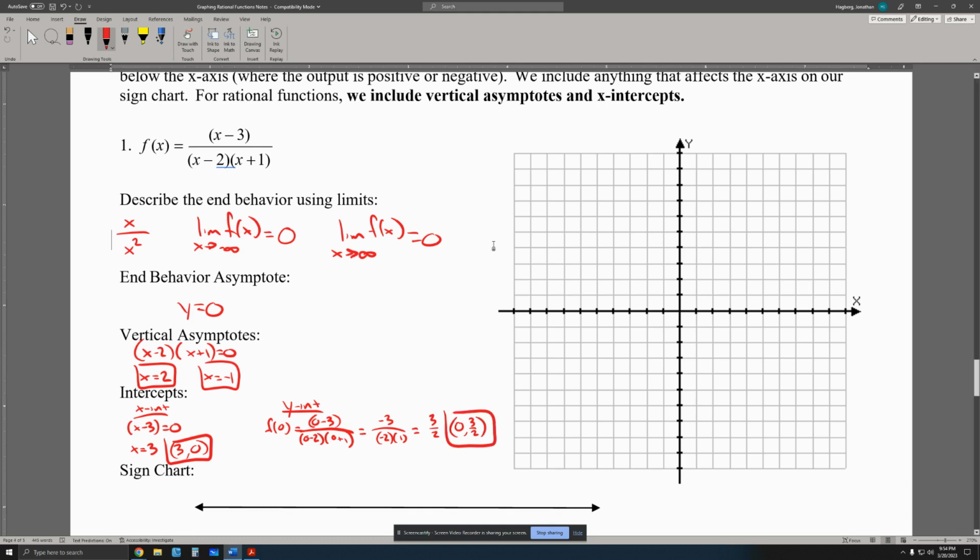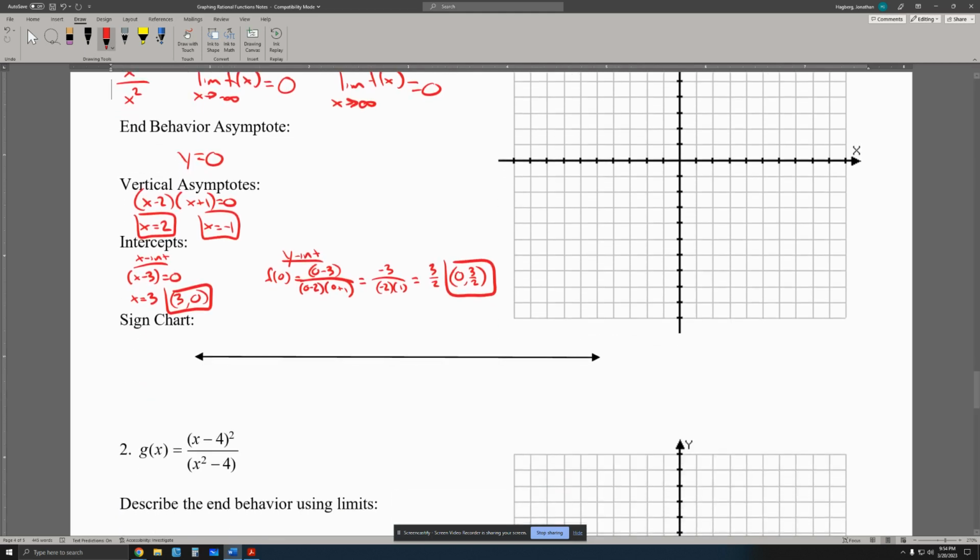Okay. Now let's go ahead and draw our sign chart. So remember, we're going to include vertical asymptotes and x-intercepts. So in this case, we have two vertical asymptotes, one at -1 and one at 2. And we have an x-intercept at 3.